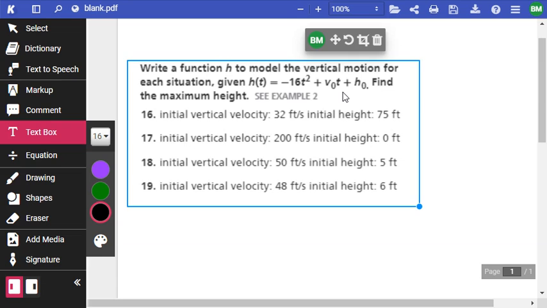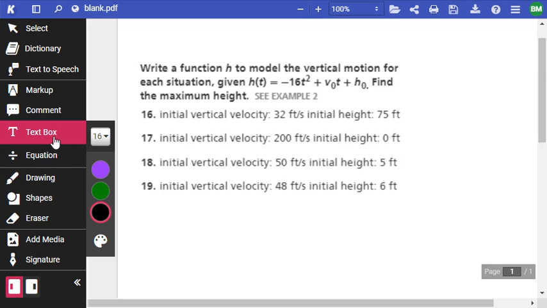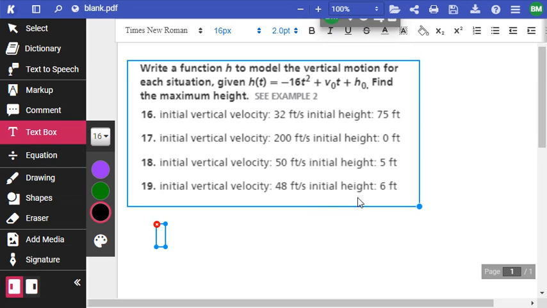So we're going to write the function h to model the vertical motion for each situation. h(t) equals negative 16t squared plus initial velocity t plus initial height, and then find the max height. So when we look right here at number 16, so I'm just going to move it down so we can see it. This is number 16.